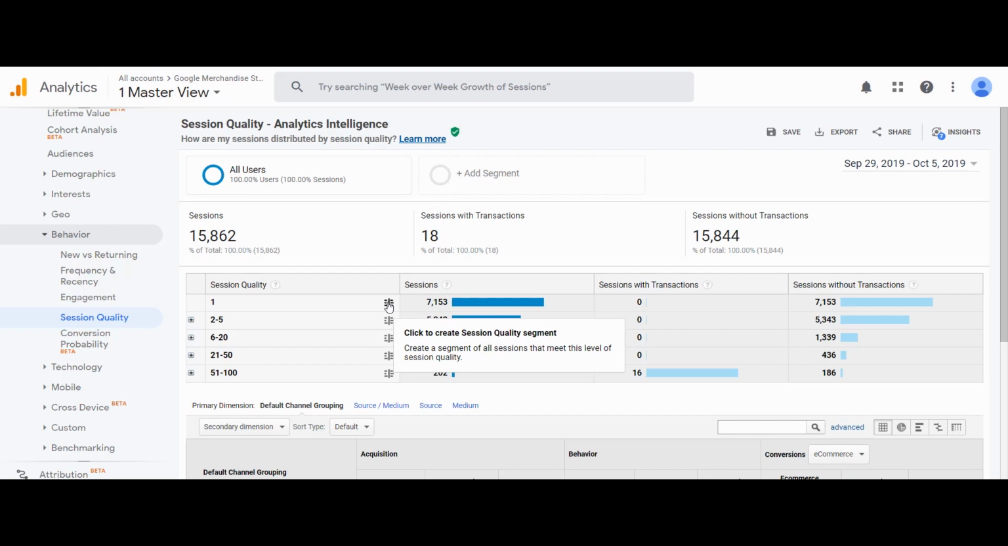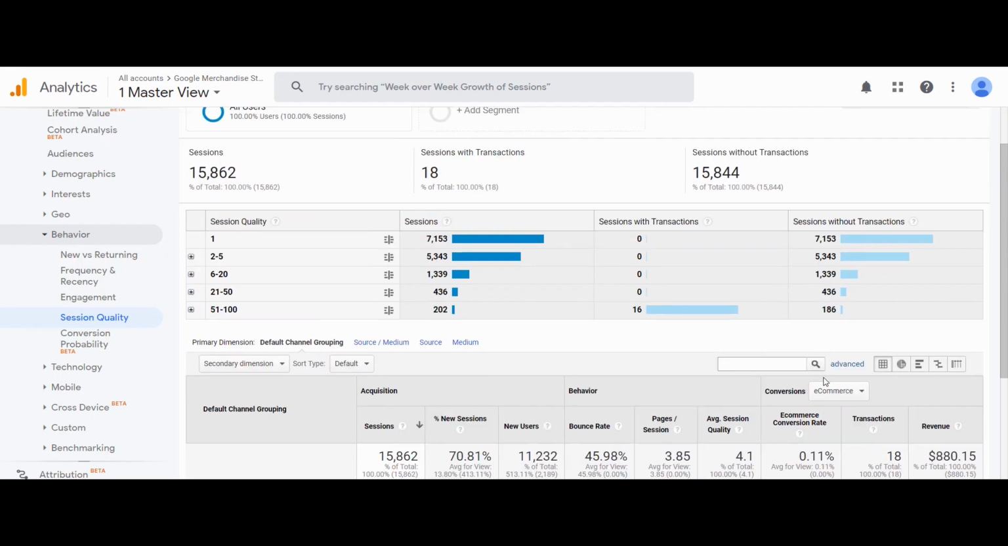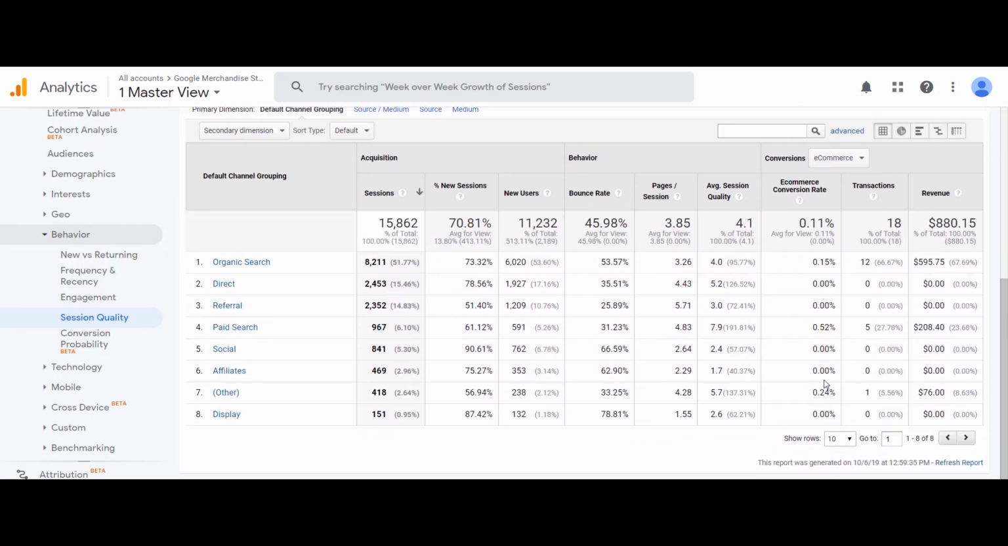You can see here there are 202 sessions having the quality score of more than 50. Use this plus sign to have more details. You will come to know what the ideal figure of your website is over a period of time. You can see the details as per the source of channels.